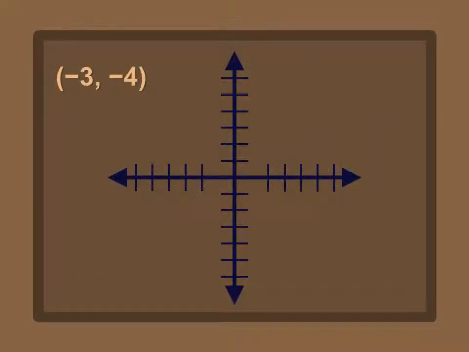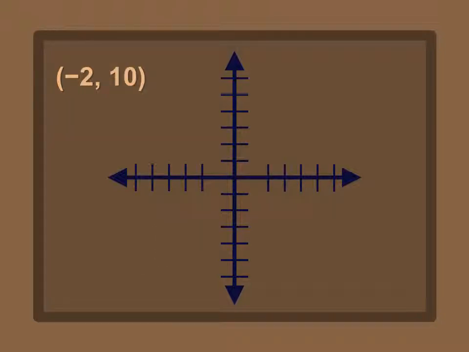So the first point we want to look at is (-3, -4). Remember, -3 represents the x, so we're going to go -3 to the left, 1, 2, 3. -4 represents the y, so we're going to go -4 down, 1, 2, 3, 4, which means our point is right here. And this is quadrant 1, 2, 3, so it should be in quadrant 3.